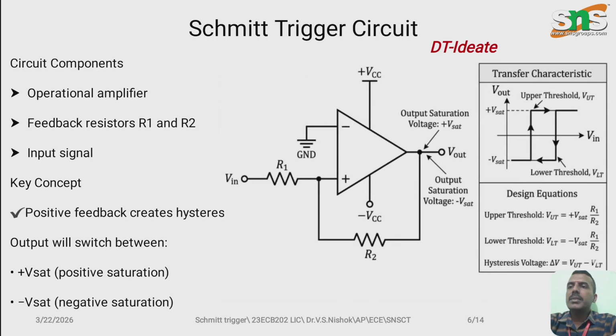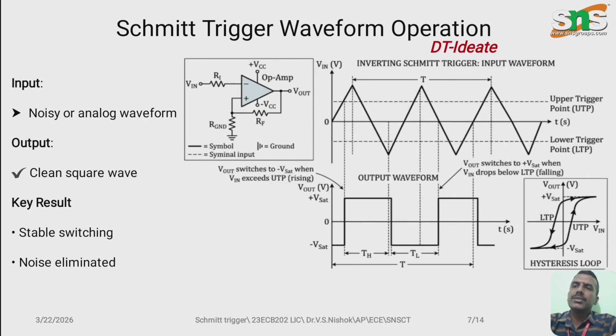So coming to the Schmitt Trigger circuit, we can see the operational amplifier along with the feedback resistors R1 and R2. We obtain a stable output signal. Here the important concept is positive feedback, which creates the hysteresis. The output will switch only between the positive saturation voltage and the negative saturation voltage based on the given input signal, which overcomes the high switching issues.